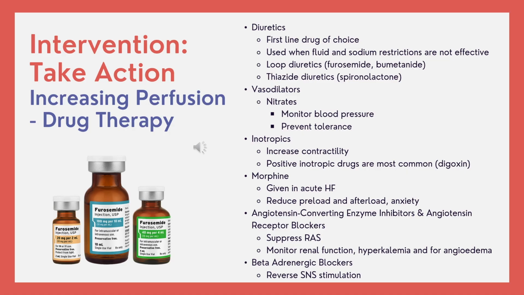However, it's important to know that we do need to be monitoring those electrolyte levels, especially potassium. So we can use loop diuretics like furosemide or bumetanide. These are used for significant fluid retention. We can use thiazide diuretics. Oftentimes these are going to be combined with our loop diuretics. These are medications like hydrochlorothiazide.